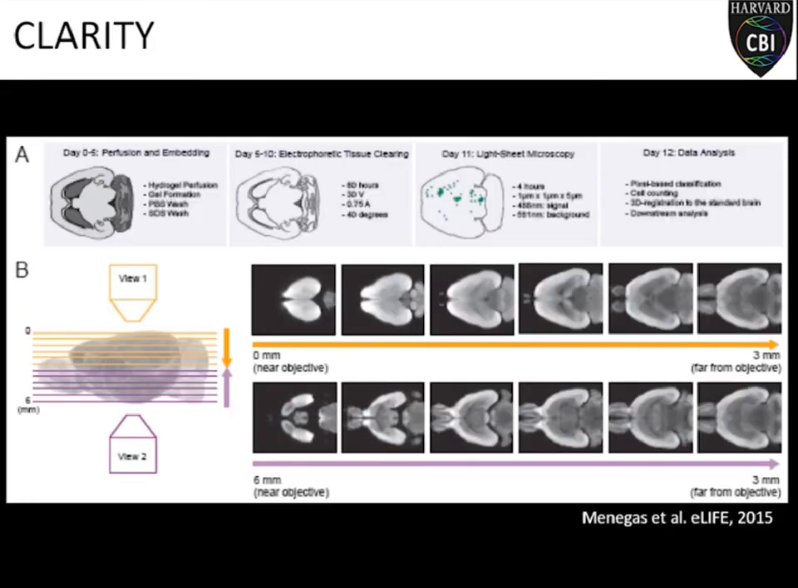So this is just an example of their workflow. Don't pay too much attention to the timeline. Some of this work was done before we had commercial systems to do the clearing, so it took a little bit longer. But essentially what we did was perfuse their animal, hydrogel embedded it, did an electrophoretic tissue clearing process to remove the lipid, placed the sample in a refractive index matching solution, did some Lightsheet microscopy on it, and then started doing data analysis. So in our particular Lightsheet microscope, we'd image half of the brain, rotate it 180 degrees, image it from the other half, and then put those data sets together.